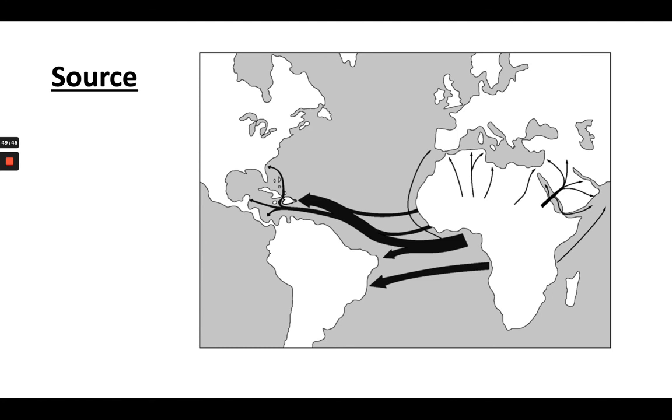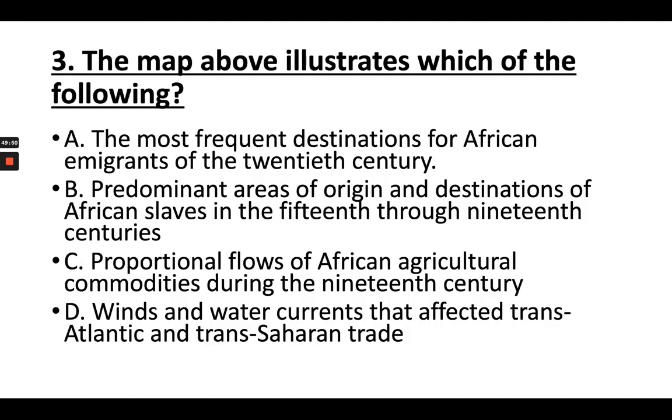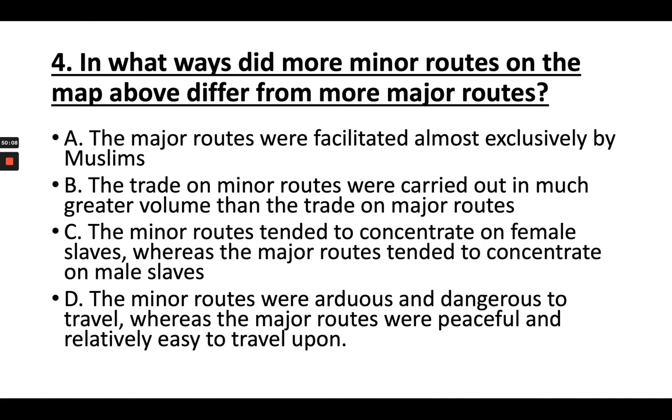All right, here's a source. The map above illustrates which of the following? In what ways did more minor routes on the map differ from more major routes?